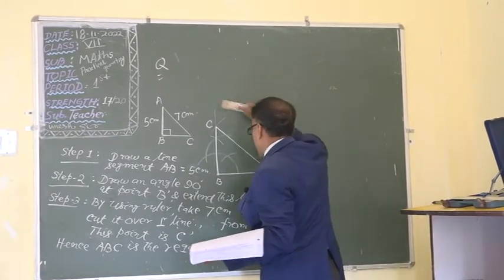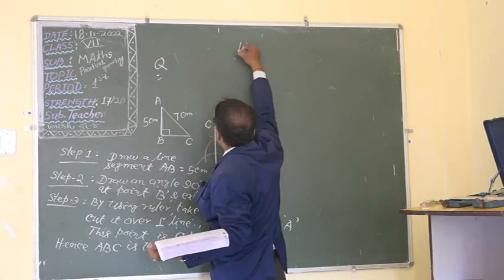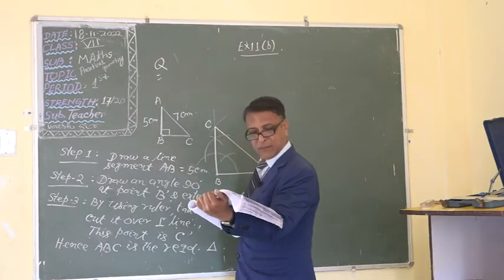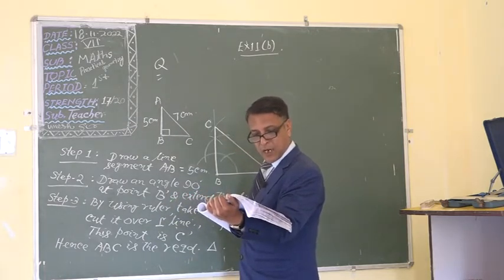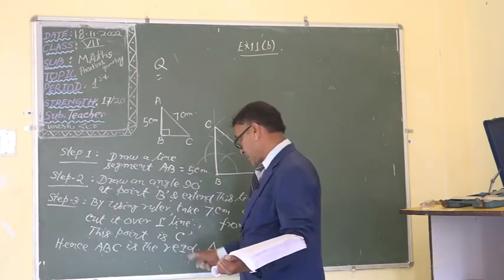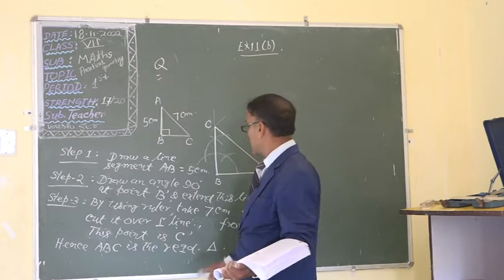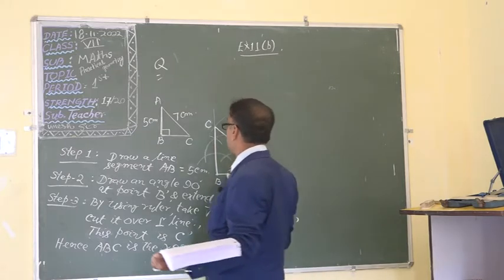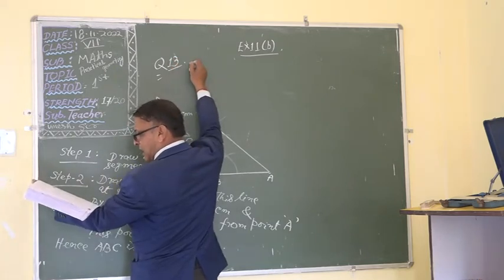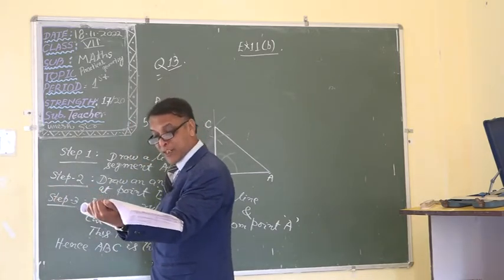If you understood, you do practice. Then exercise 11B. This is a question on perpendicular line. This is the symbol of perpendicular. Question number 13 of your book. Draw a right angle triangle ABC whose hypotenuse is BC and side AC is equal to 2.8 centimeter.